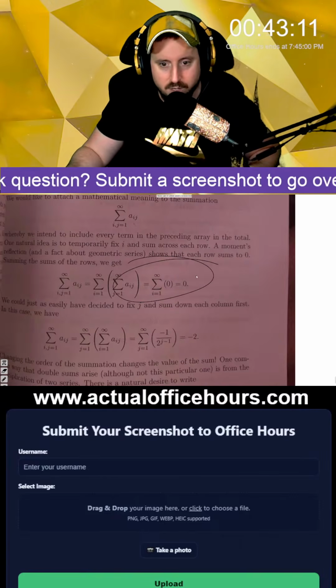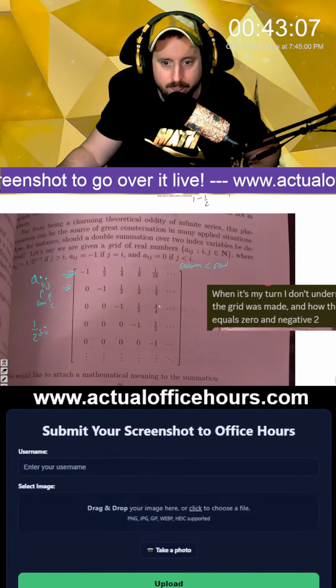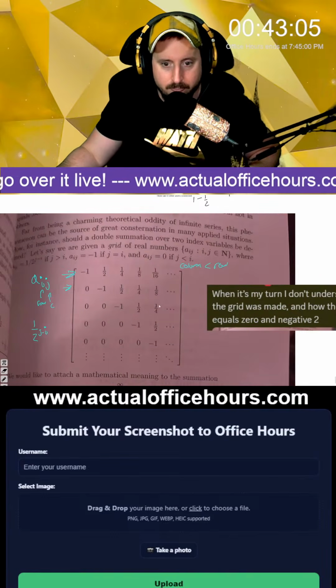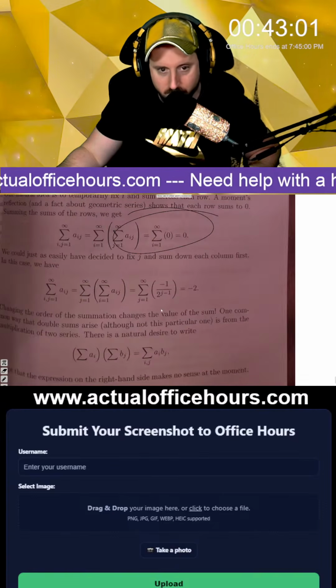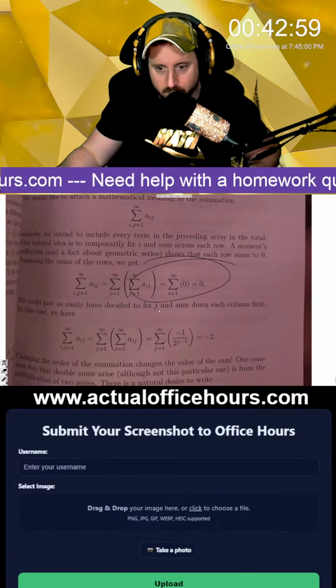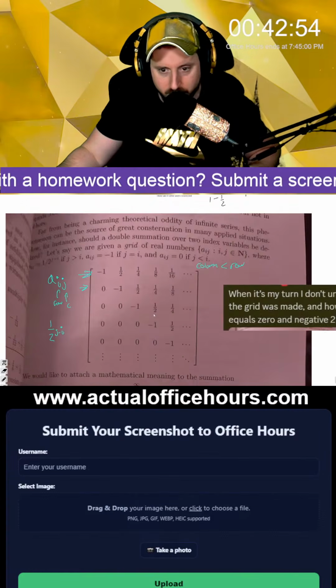We could have also as easily decided to fix J and sum down each column. Wait, is the sum of each column -2? Where does that come from? I don't believe the sum down.